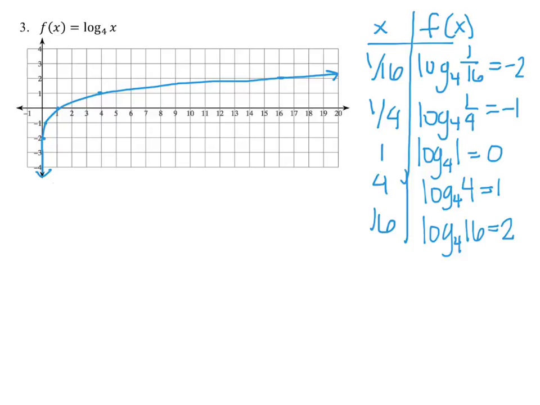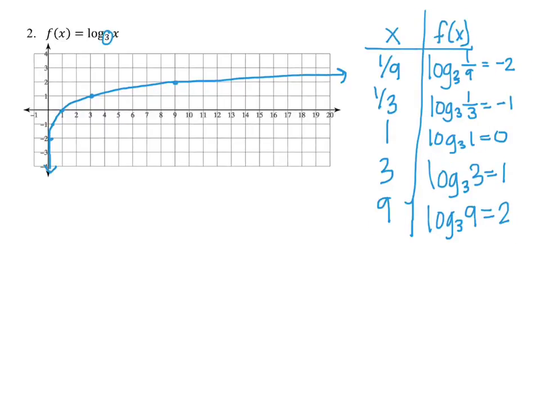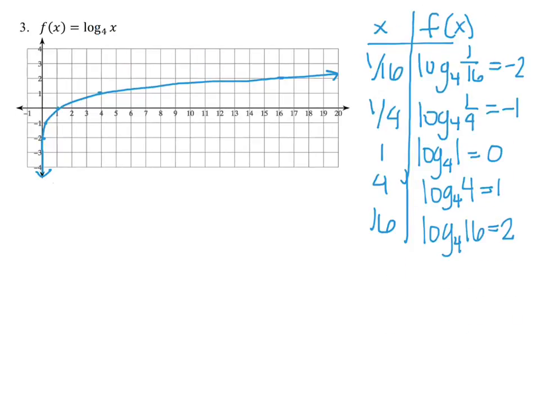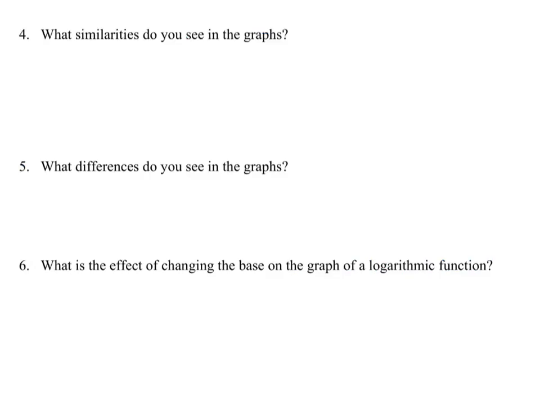So we should notice, if I was to go back and look at the other graphs, so log base 4 of x, log base 3 of x, log base 2 of x, these graphs all look really similar. So number 4 is asking us what similarities we see in the graph. One of the first things that I notice is that all 3 graphs have the same vertical asymptote.